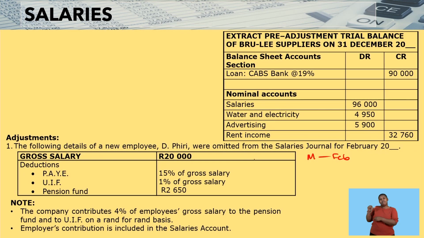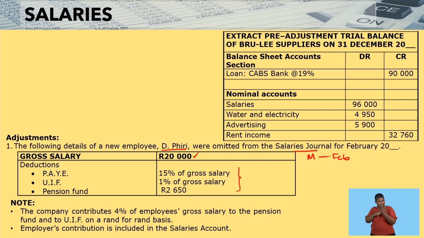So we are being told we have an employee, DPD. His details were omitted from the salaries journal for February. So we are looking at 1 month where his details were omitted. And we are told the gross salary is given, 20,000. And then we have deductions given here. Then it says, note, the company contributes 4% of employees' gross salary to the pension fund.